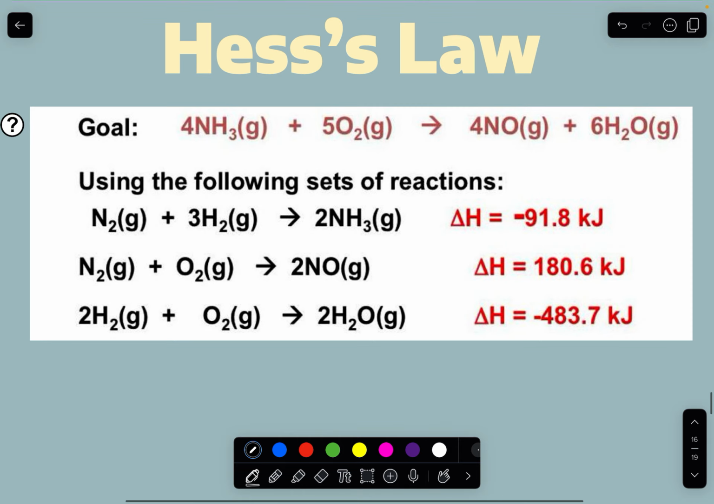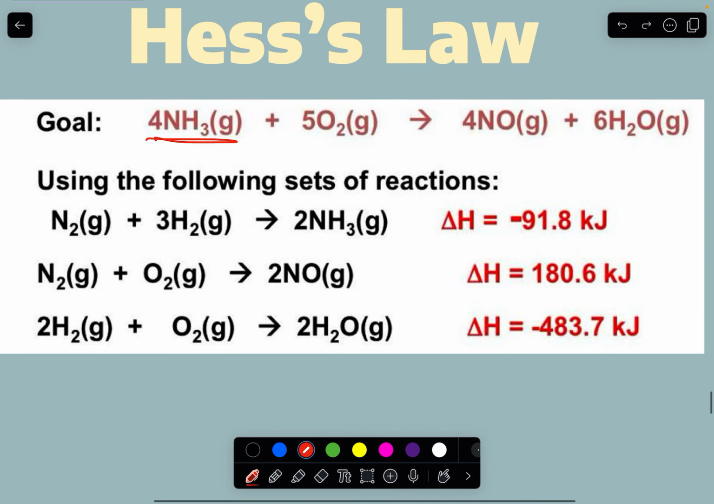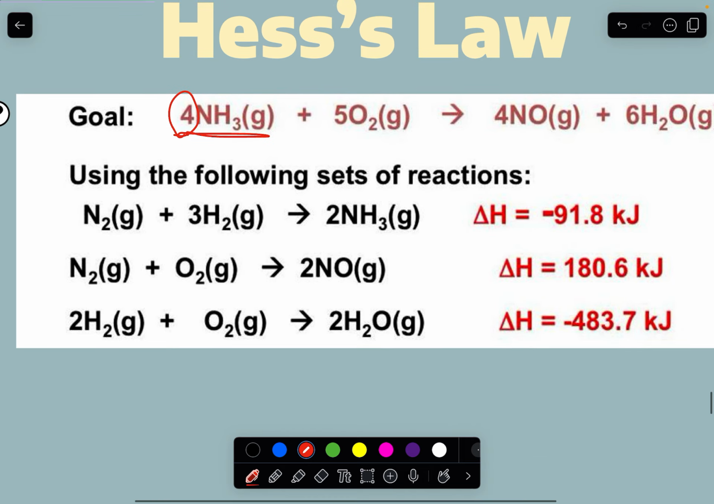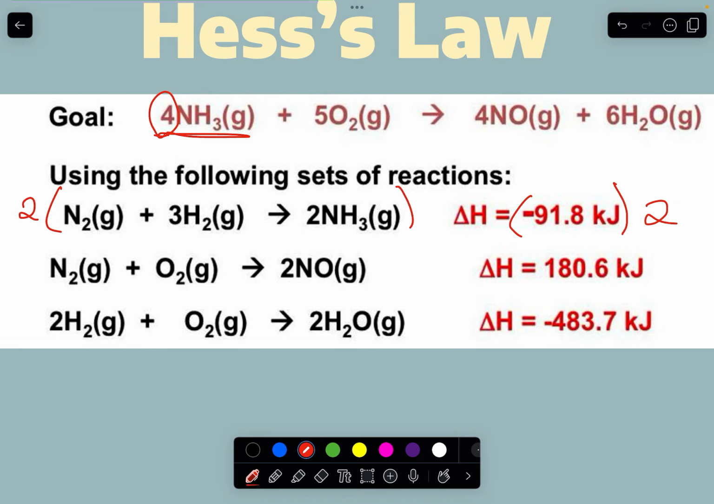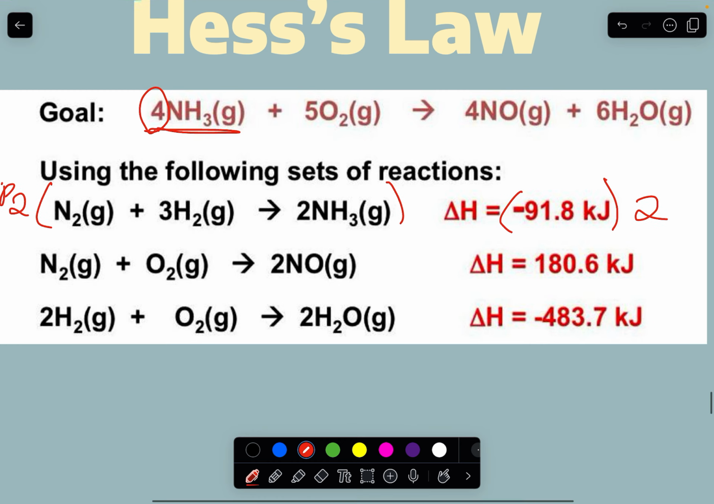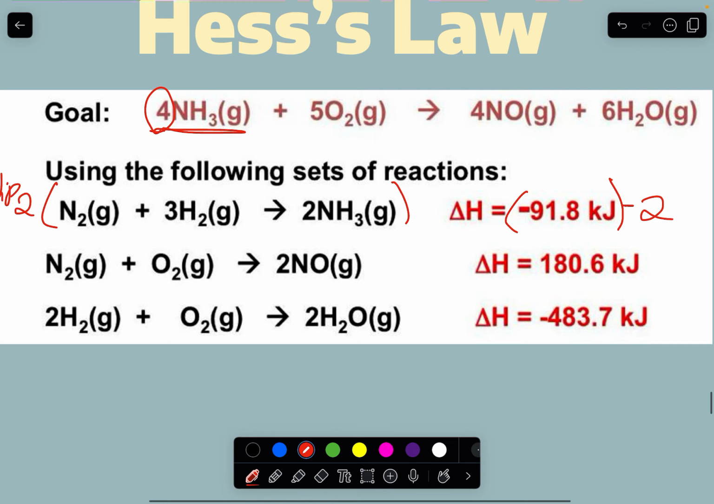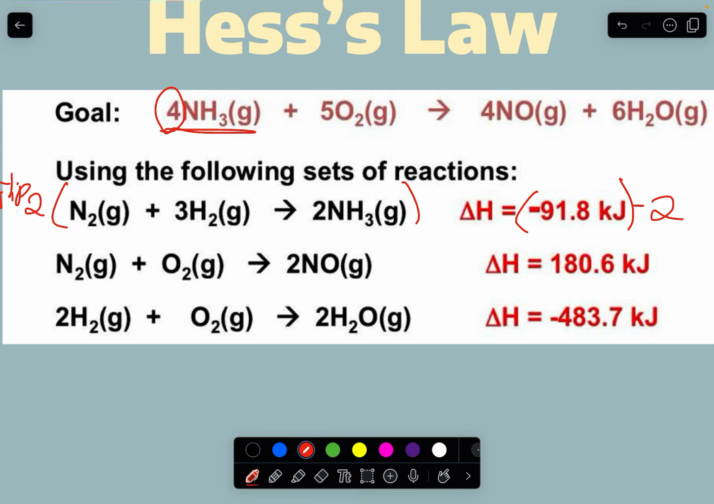Okay, so for down here, let's look at NH3 first. For NH3, we have it right here only. So we need to first get this to be a 4. So we're going to multiply by 2 for the reaction. That multiplies this number by 2 as well. And then we also need to flip it so it's on the reactant side. So I'm going to write flip. And if we flip, then we're changing the sign of the delta H value. Okay, so that's good for our NH3. We'll then have 4 NH3 on the left side.